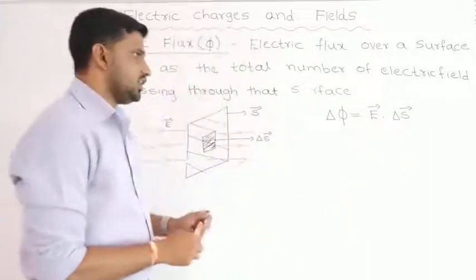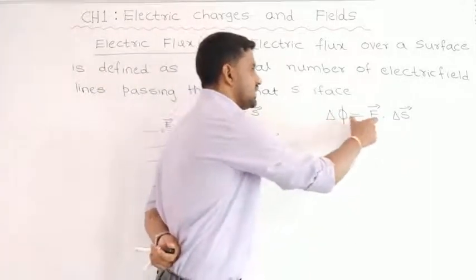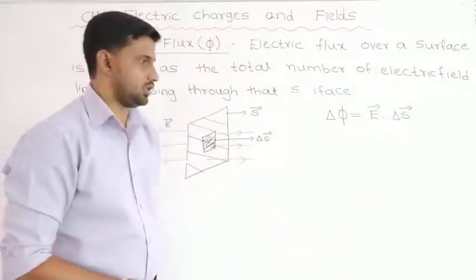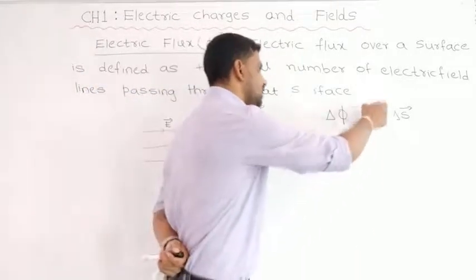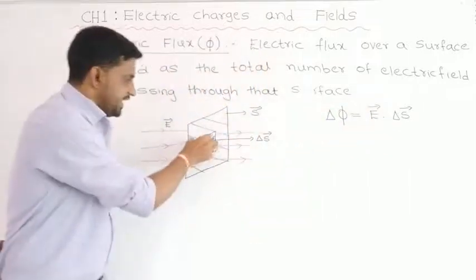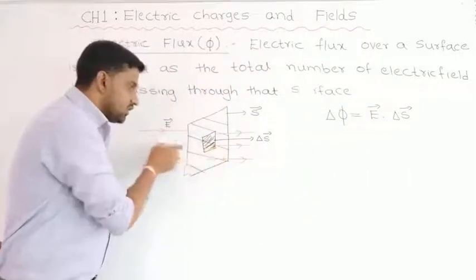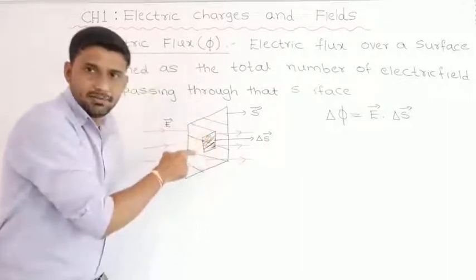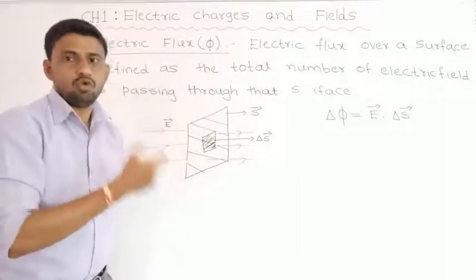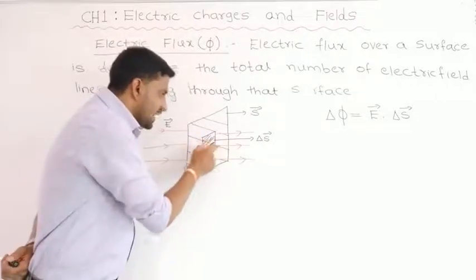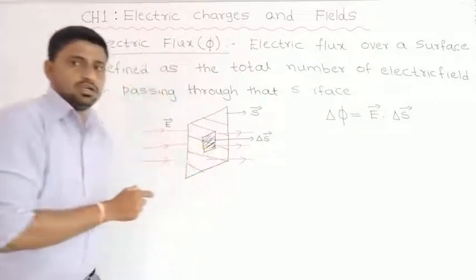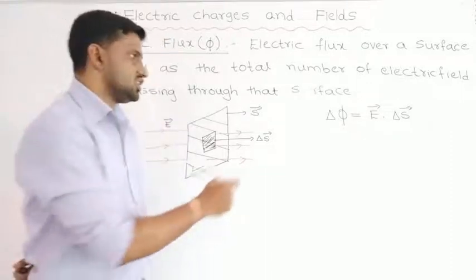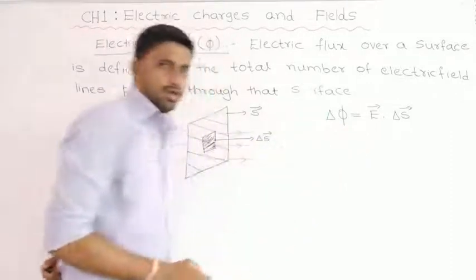It is the dot product of electric field and surface area element. Understood? If you observe here, electric flux and electric field are directly proportional to each other. If the strength of the electric field through this area element is more, that means if more electric field lines pass through this surface area element, then the electric flux is also more. If fewer electric field lines pass through it, then the electric flux is less. Understood? So this is the way of finding the electric flux.